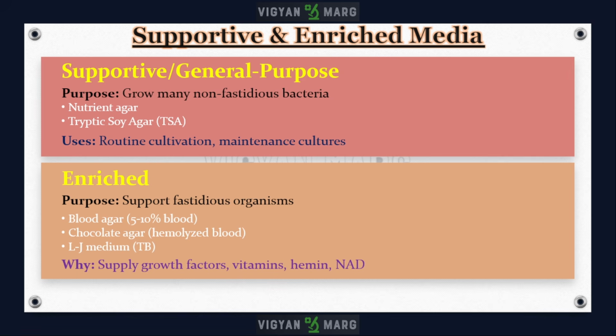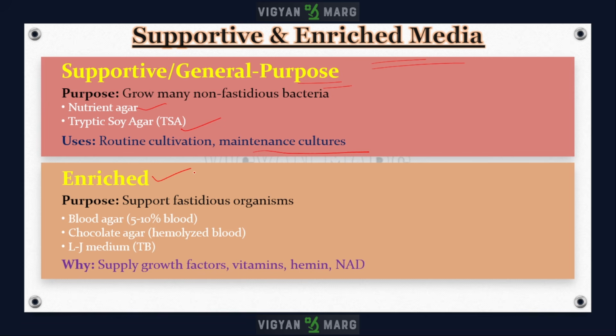And next are supportive and enriched media. Supportive media, or general purpose media, are designed to support the growth of many non-fastidious organisms without giving a strong advantage to any particular type. Examples are nutrient agar and tryptic soy agar. Their primary use is routine cultivation and maintenance of cultures in the laboratory, and as a base for other specialized media.